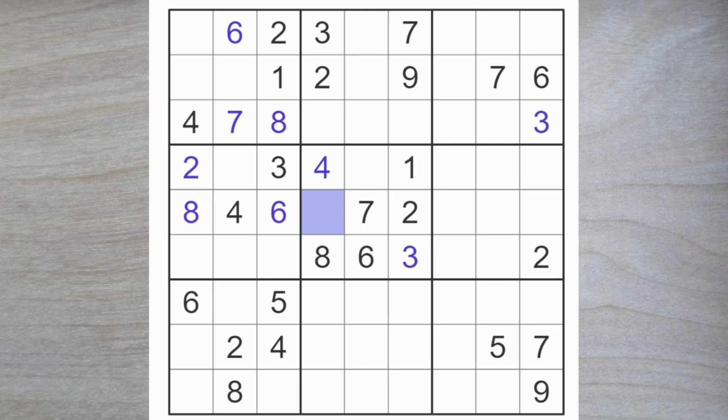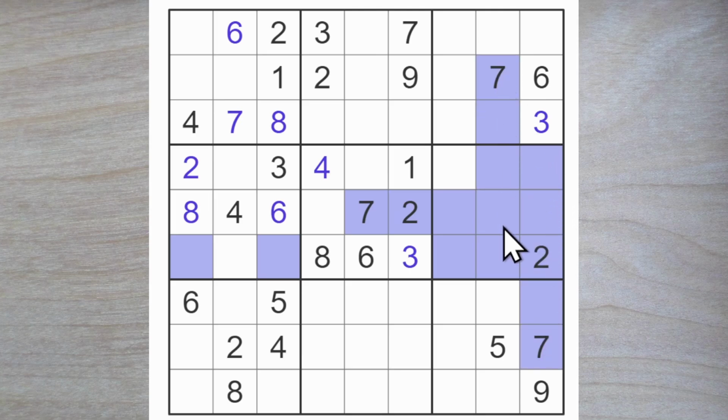But we can place a 7, I think, here. Let's see how that goes. This 7 blocks down. Therefore, one of these is a 7 blocking across. This 7 blocks across. This 7 blocks up. This 7 blocks down. So yes, I was right. This is a 7.